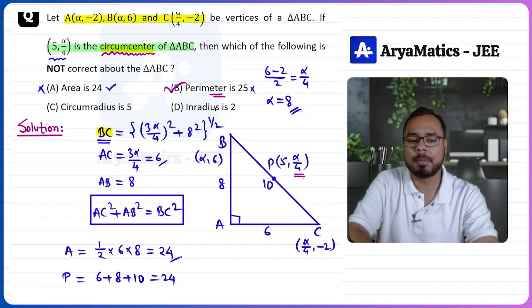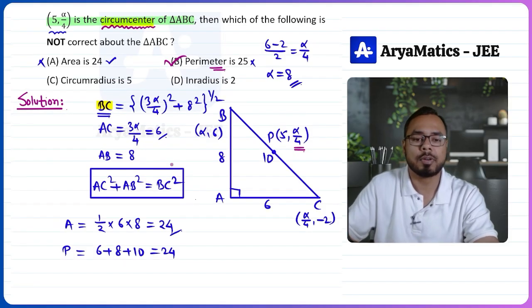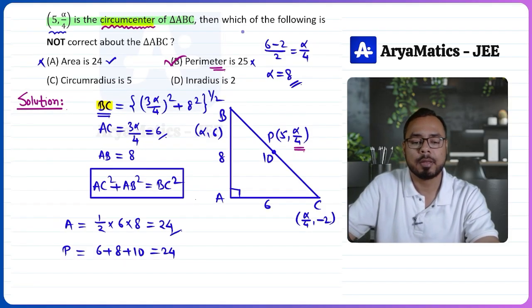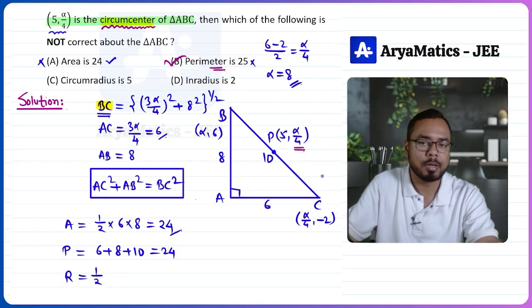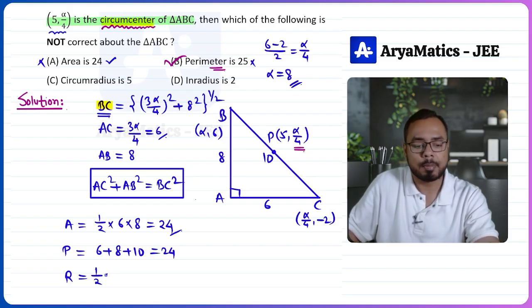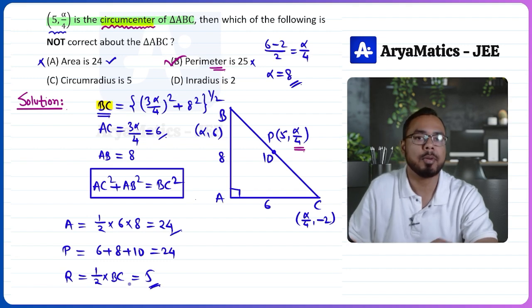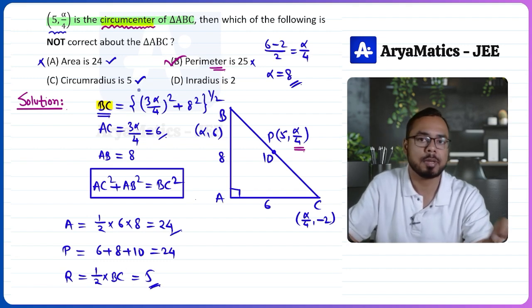Also, if I need circumradius and inradius, for those two we have standard formulas, right? Circumradius, you can very easily see, will be half of the hypotenuse, right? Line BC will be the diameter of the circumcircle. So circumradius will be half of BC. BC is 10 units, so this will be 5 units, right? So circumradius 5, this one is correct.